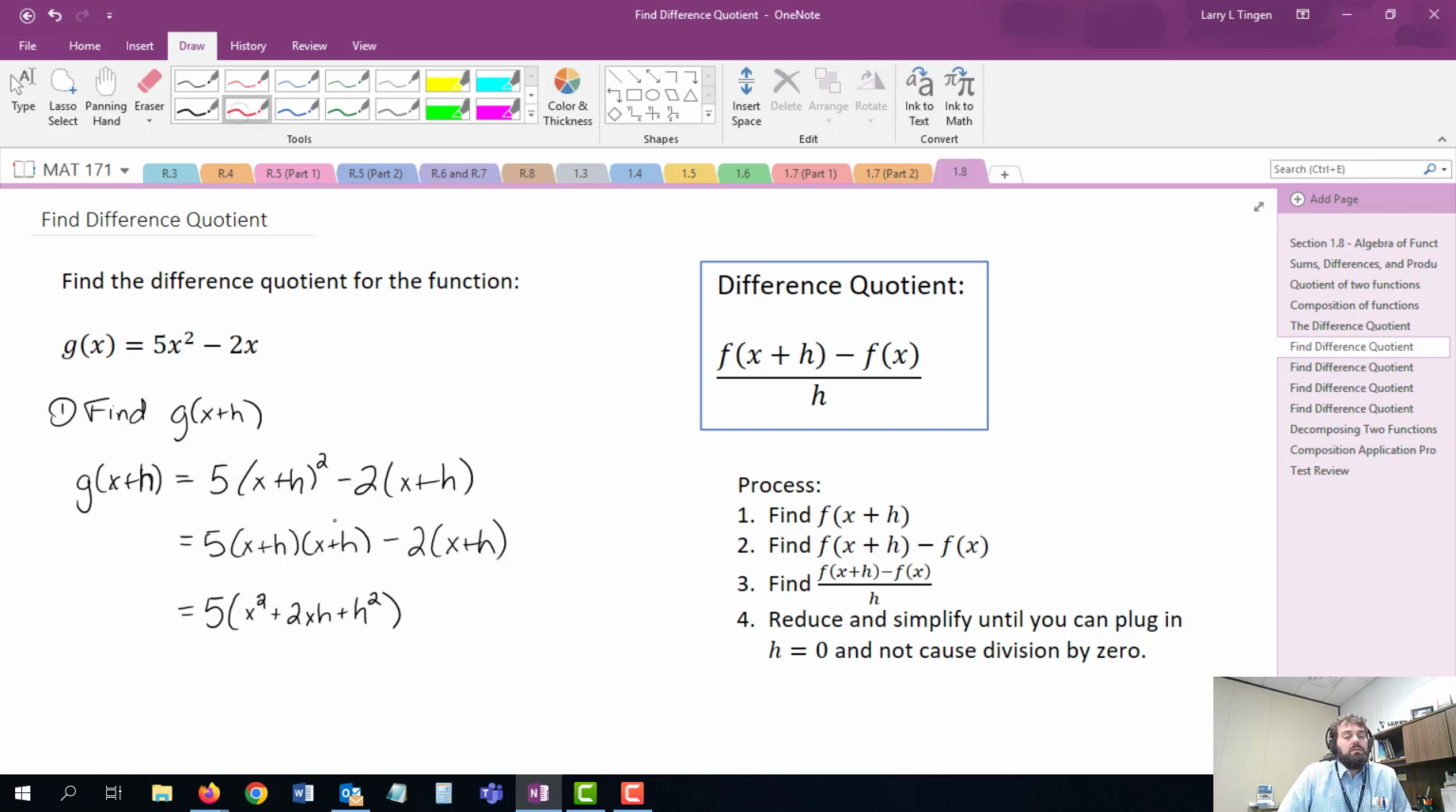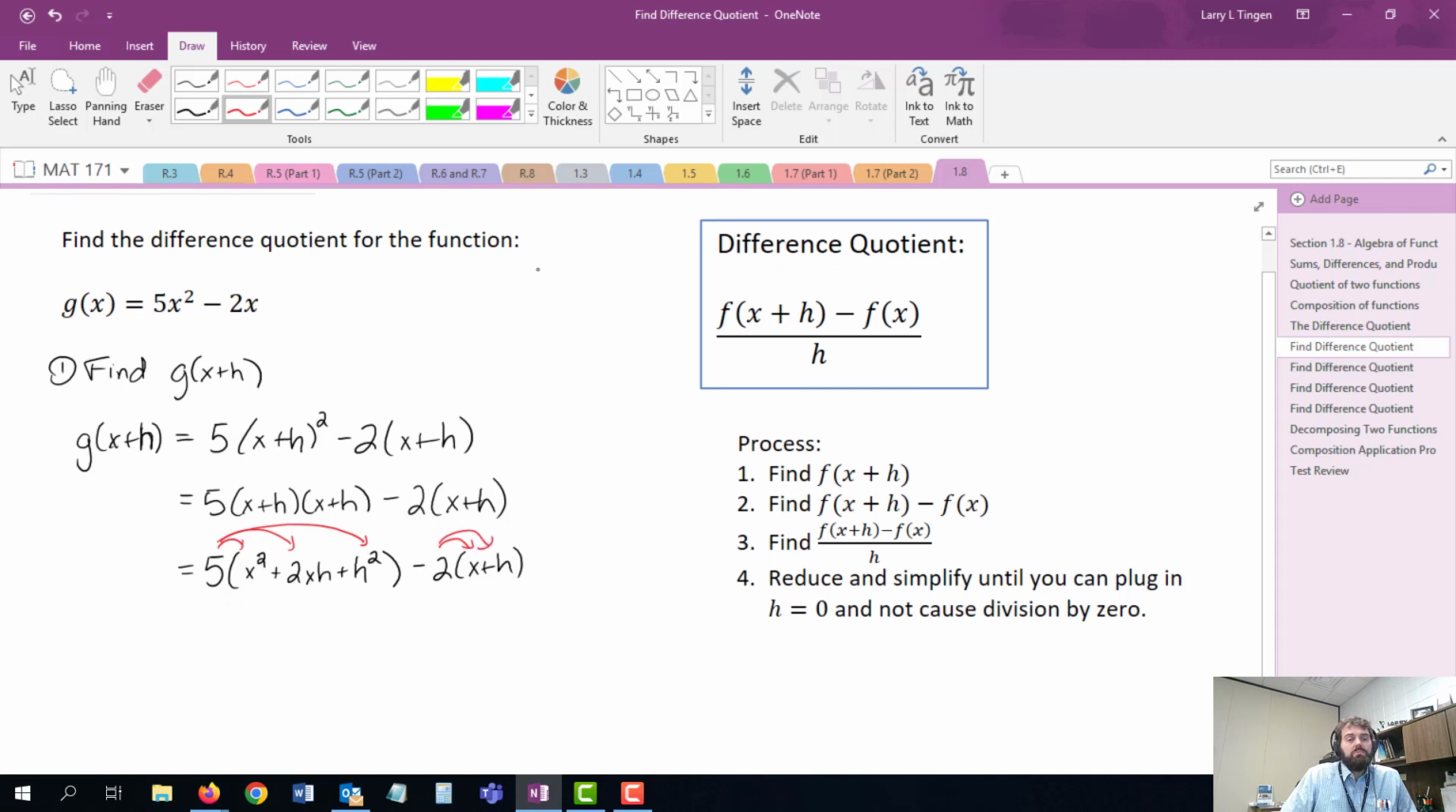And then I'm just going to write that last piece again, 2 times x plus h, and now we're going to distribute for both of these. So the 5 gets distributed to this polynomial, and the 2 gets distributed to this binomial. And I now have 5x squared plus 10xh plus 5h squared minus 2x minus 2h.